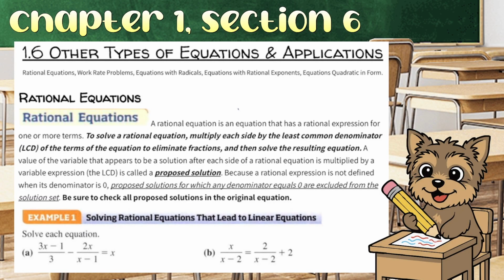Hey everybody, in this video, we are kicking off Chapter 1, Section 6. The title is Other Types of Equations and Applications. A lot of this is going to be stuff that we've already touched on in Chapter R and the whole first 5 sections of Chapter 1. We've been working into this. We're just going to formalize it and really tie it all together and put a bow on it in this section. Some of it will be formalized for the first time for some of you.